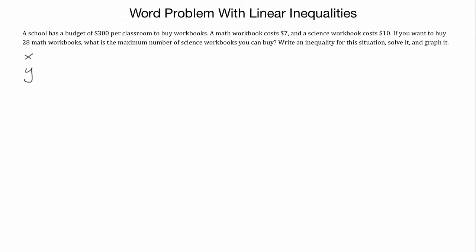Well, let's find that question that we need to answer. What is the maximum number of science workbooks you can buy? So apparently I need to keep track of how many science workbooks I'm going to buy. The other thing that's changing is the number of math workbooks I buy. It tells me specifically 28 math workbooks, but if I'm trying to write an inequality to represent the whole situation in general, let's let x equal the number of math workbooks that we buy.